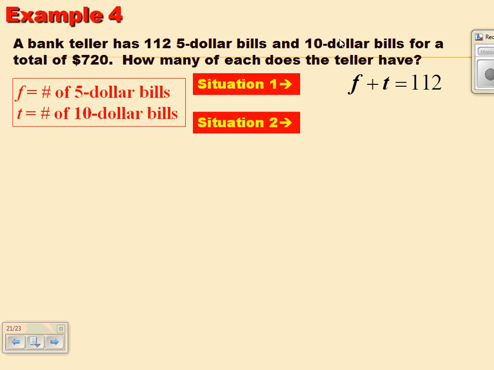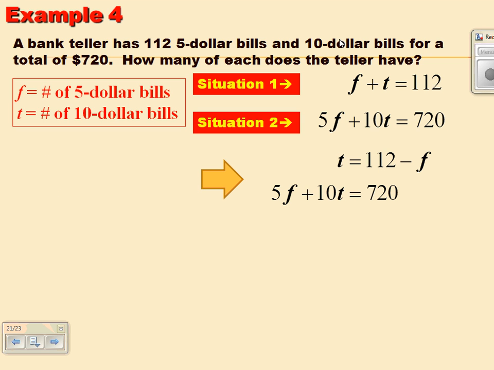Situation 2 is actually how much it's worth. $5 bills are worth $5. The $10 bills are worth $10, and it should equal 720. So I write 5F plus 10T equals 720. Now what I have to do is try to get a variable by itself to do substitution. So I get T by itself.